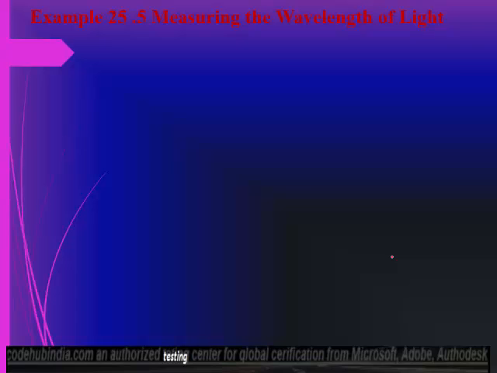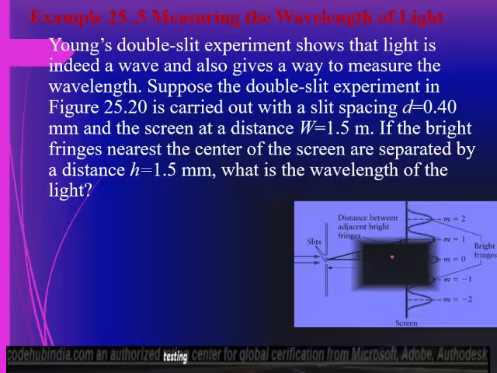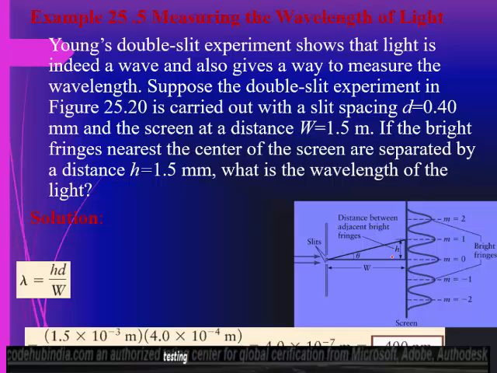Measuring the wavelength of light. Young's double slit experiment shows that light is a wave, and also gives a way to measure the wavelength. Suppose we do the double slit experiment. In the figure, h is given as 1.5, W is given as 1.5, and d is given as 0.4. What is the wavelength of the light? From that formula we know the solution: lambda equals h d by W, that is 400.